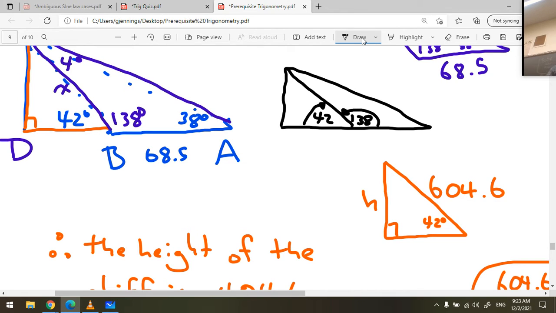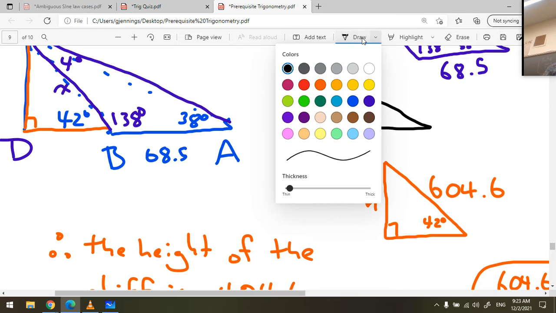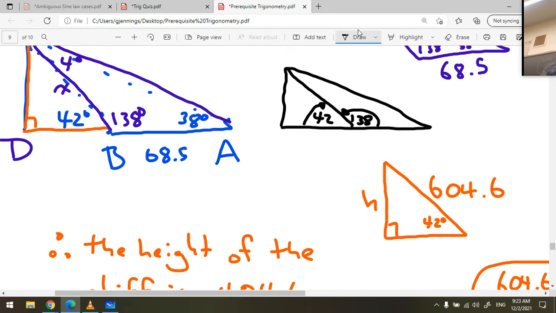Okay. Yeah. Thickness. Let's go much thinner. And that will be better. Okay.